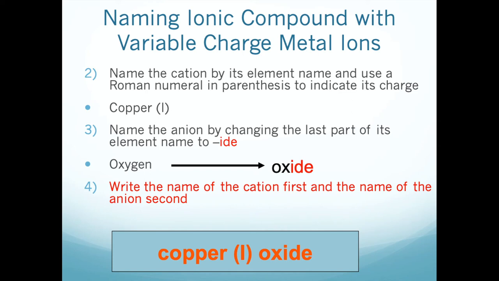Okay, so please note, we don't just call it copper oxide. That would be incorrect, because that doesn't give us enough information about the copper. So we need to know that the copper in this type of copper oxide has a +1 charge, and that's why it's copper(I) oxide. Let's practice this a few more times.